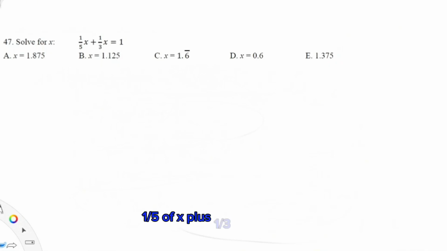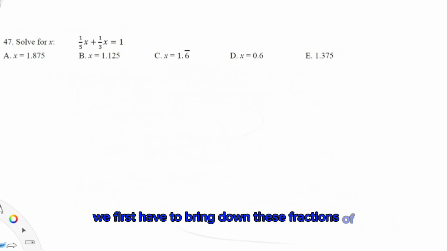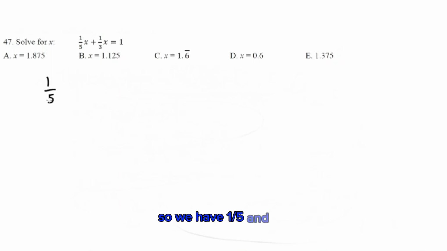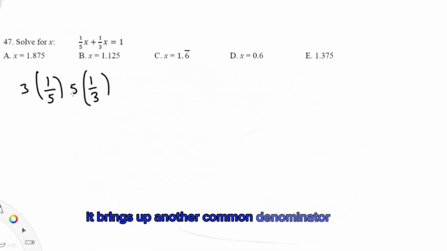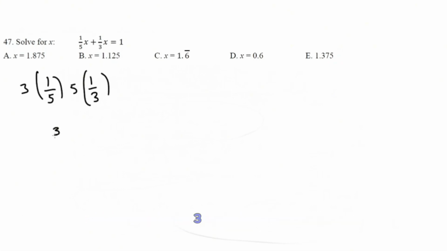Next, solve for x. 1/5 of x plus 1/3 of x equals 1. Alright, so to solve for this, we first have to bring down these fractions of x into the common denominator. So we have 1/5 and 1/3. So if we multiply 1/5 by 3 and 1/3 by 5, it brings them under the common denominator of 15. So that becomes 3/15 plus 5/15, which is 8/15.